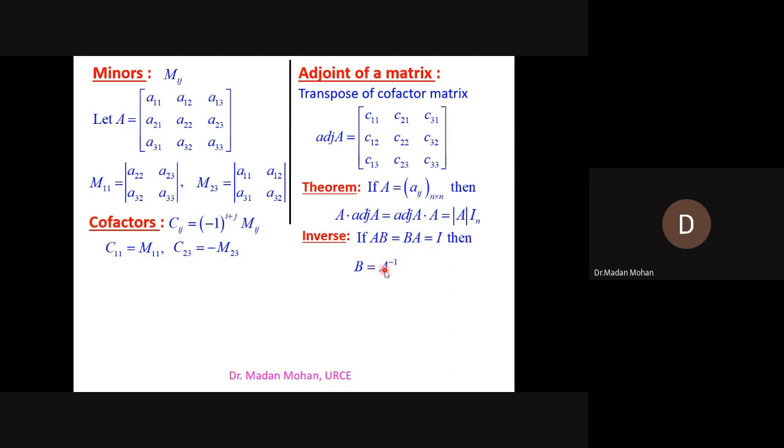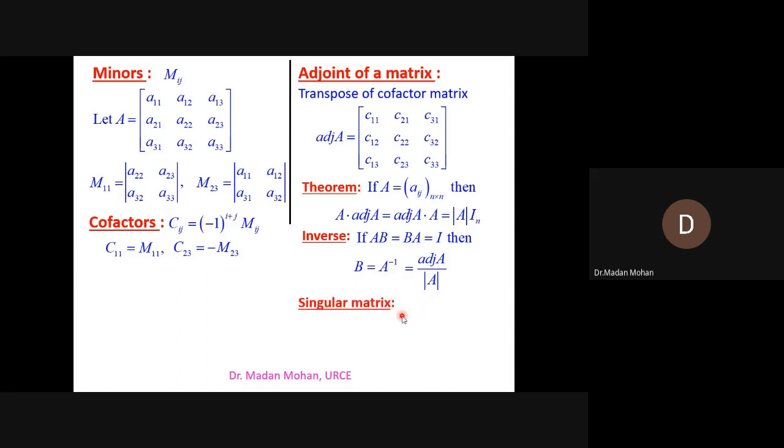To find this inverse, we use this theorem. If you observe, A into adjoint A by det A is the same as adjoint A by det A into A, equal to I. Therefore, in place of B, you have adjoint A by det A. In place of B means this A inverse is nothing but adjoint A by det A. This is obtained from this theorem actually.